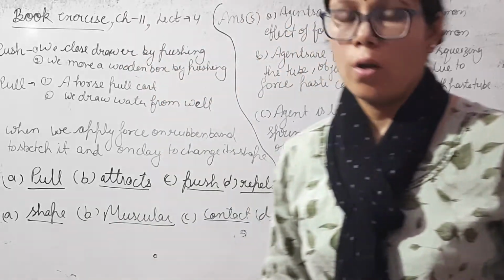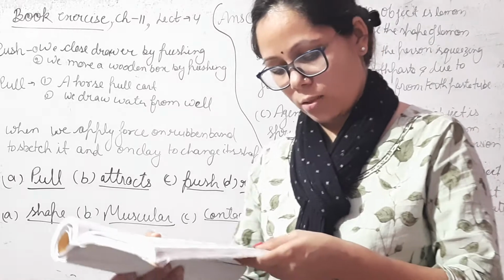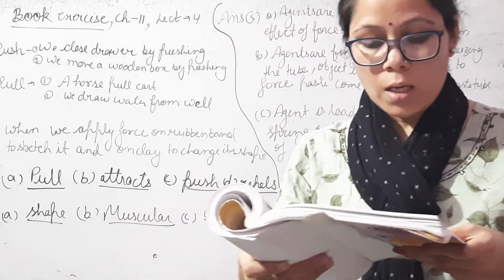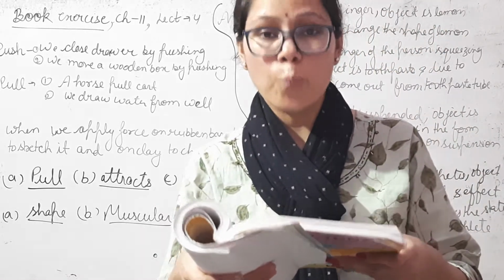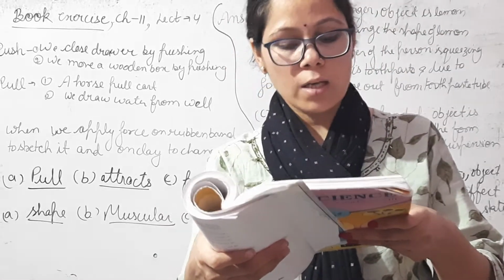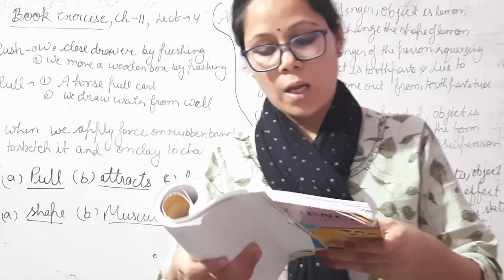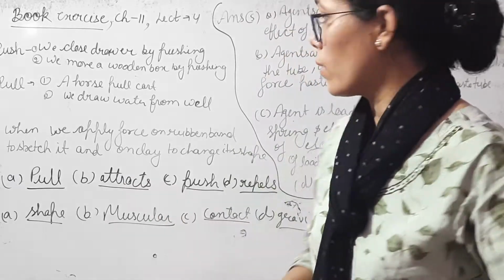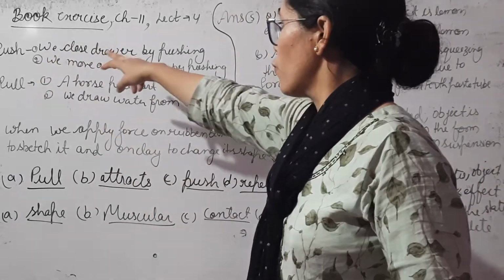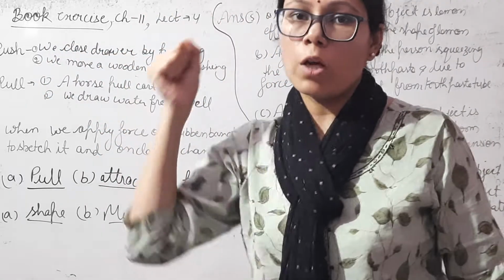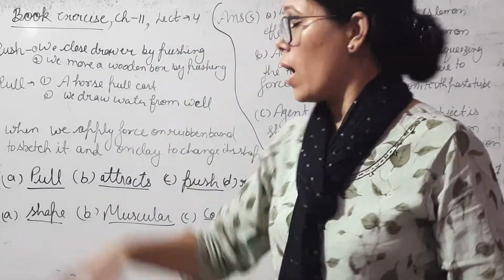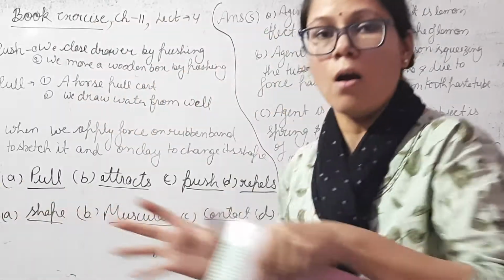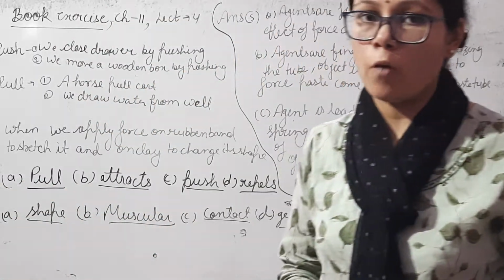Now we will discuss our first question on page number 142 of your book exercise. Give two examples each of situations in which you push or pull to change the state of motion of an object. The first example is we close a drawer by pushing. The second example is we move a wooden box. It is also an example of pushing.